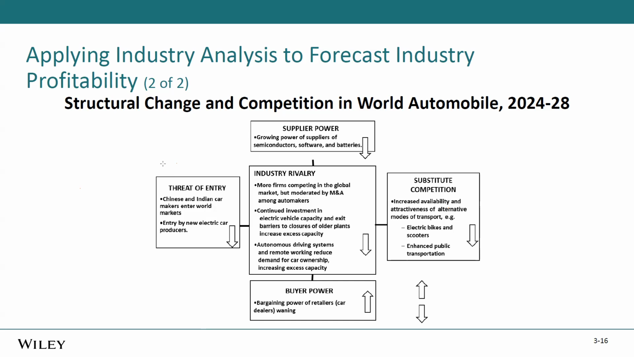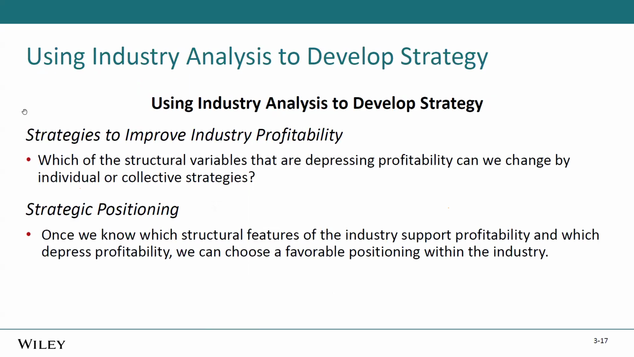Few industries are truly static. Technology is always changing things. We can also use a five forces analysis to develop strategy, and that comes from two dimensions. Can we improve the structure of the industry to make it more profitable? And/or can we position ourselves within the industry in a more profitable position?